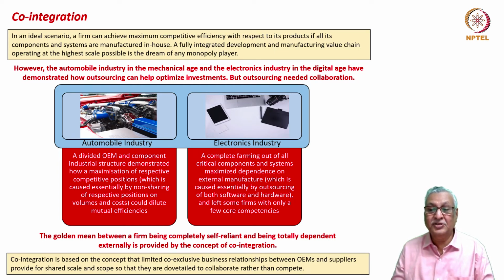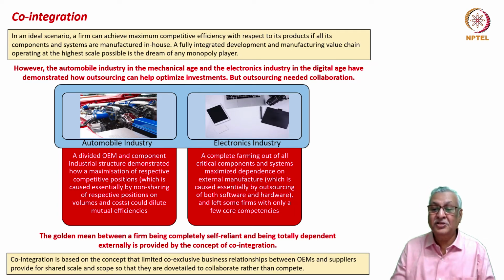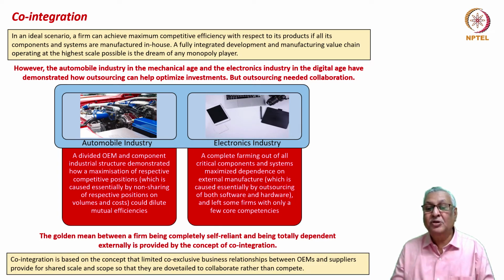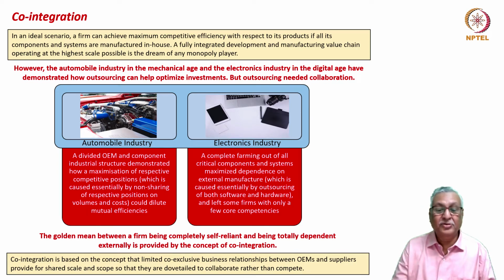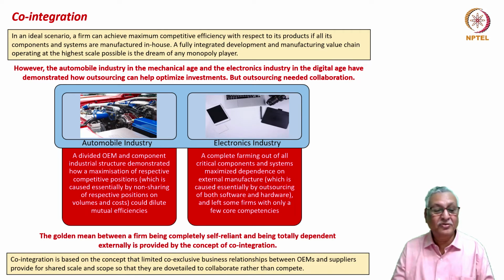Similarly, in electronics industry, a complete farming out of all critical components and systems, if you take a smart device from camera sensors to displays, everything is farmed out. A complete farming out of all critical components and systems maximizes dependence on external manufacture. This is caused essentially by outsourcing both software and hardware, and it left some firms with only a few core competencies. The golden mean between a firm being completely self-reliant through integration and being totally dependent externally through outsourcing is provided by the concept of co-integration.